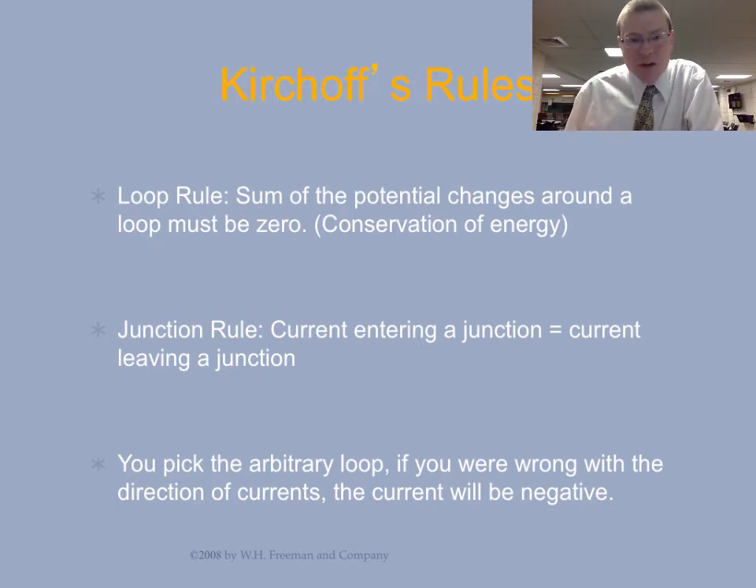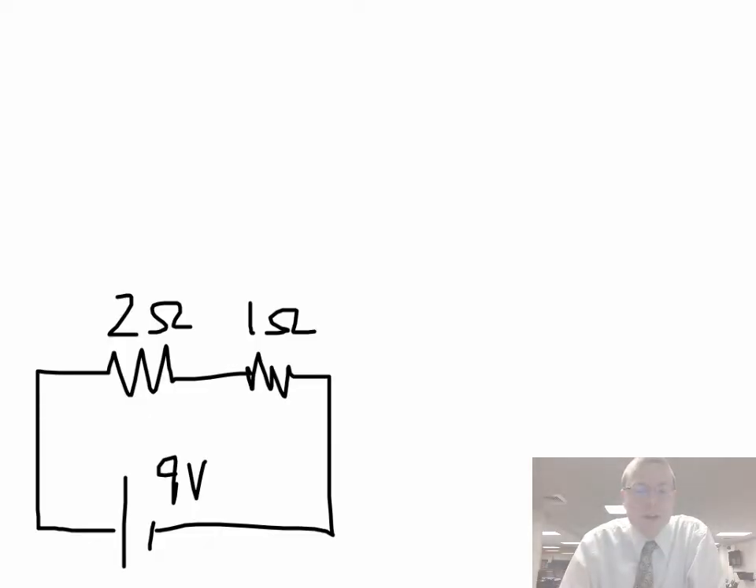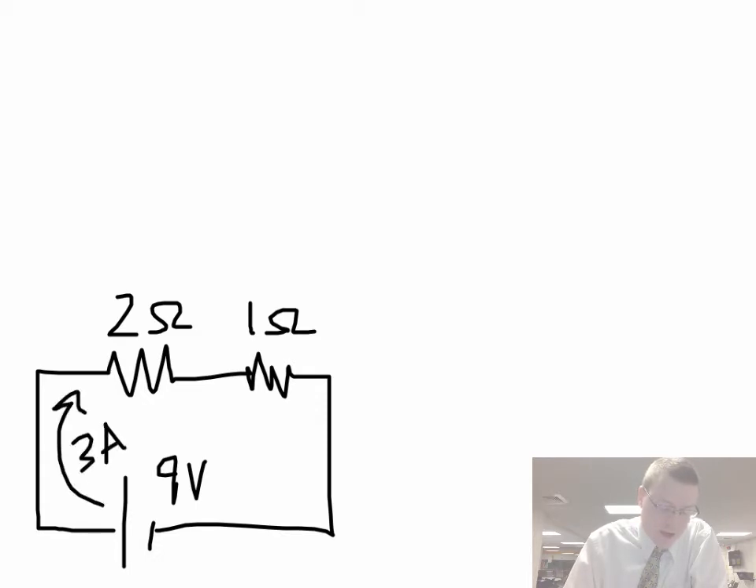And really it's just a conservation of energy. So if we graph that out, this is what we'll see. If this is our simple circuit here, we've got a 9-volt battery with a 2 ohm and a 1 ohm resistor. It gives me a total resistance of 3 ohms. I've got 9 volts. That means that there must be 3 amps of current going through the circuit.